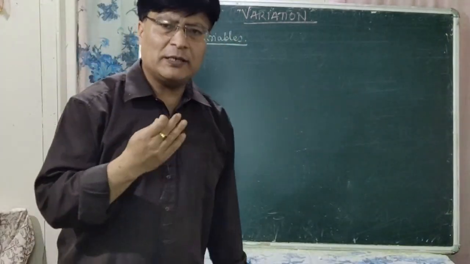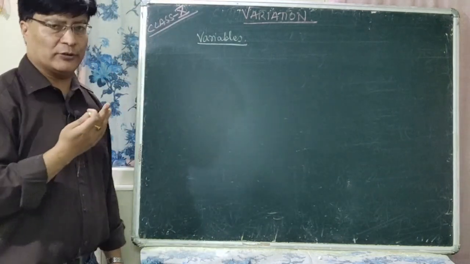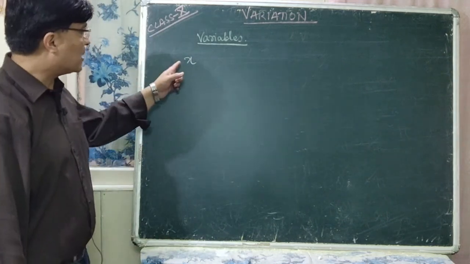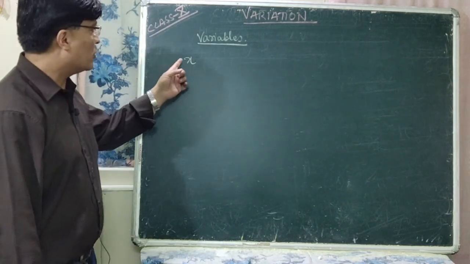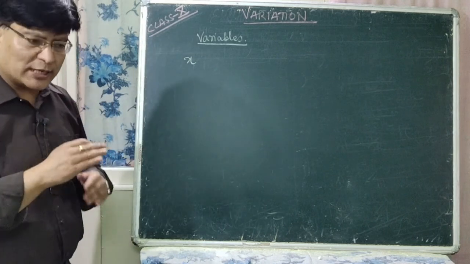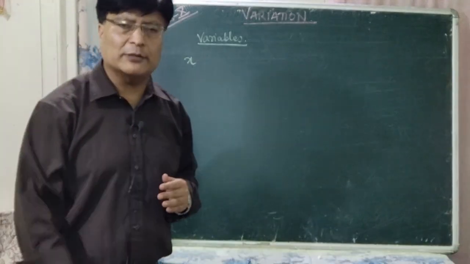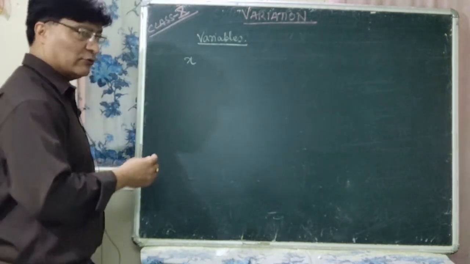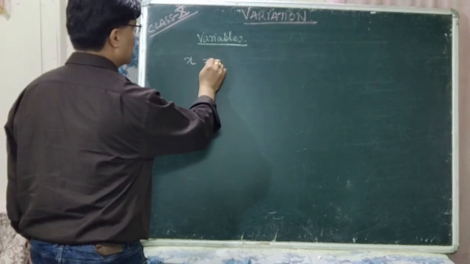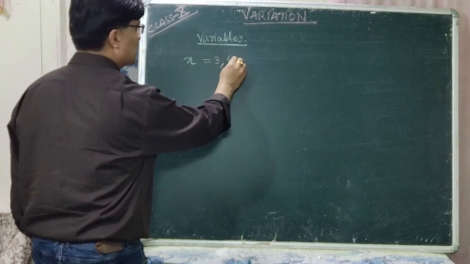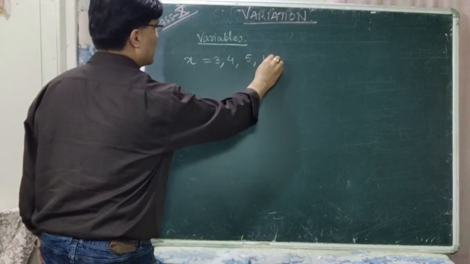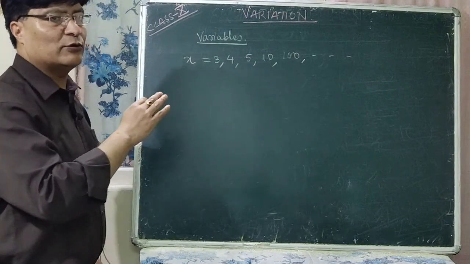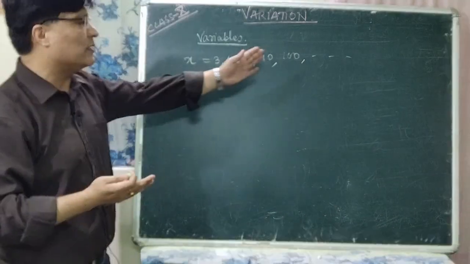Any variable changes its value. Suppose x. So x is a variable. x changes its value. So x is taken as a variable. Variable means changing the values, right? So suppose x is equal to 3, x can take 4, it may take 5, it may take 10, it may take 100 and so on. So here the values of x are changing. So x is a variable.